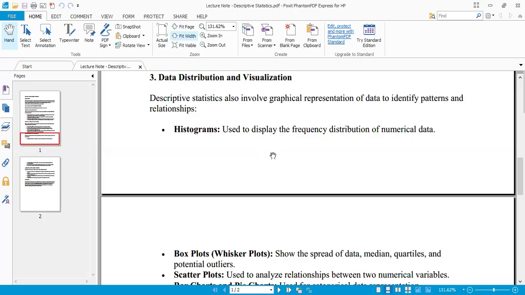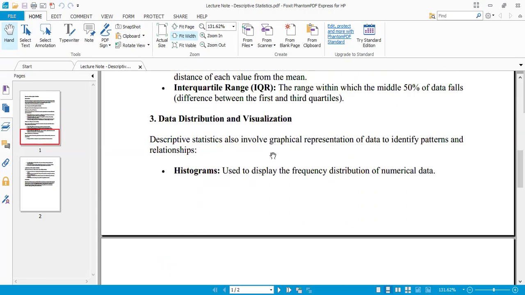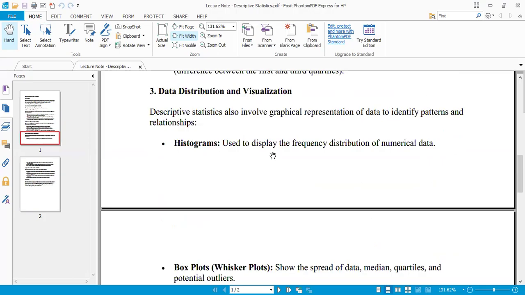So we just talked about measures of central tendency and measures of dispersion. Those summarize data in some form. Now, there's also what we call data distribution and visualization. The data distribution tells you the shape of the data, maybe the data trends. Is it symmetrical? Is it skewed to the left or right skewed? Those are important information that the data analyst should be able to have and convey. Descriptive statistics also involve graphical representation of data to identify patterns and relationships.